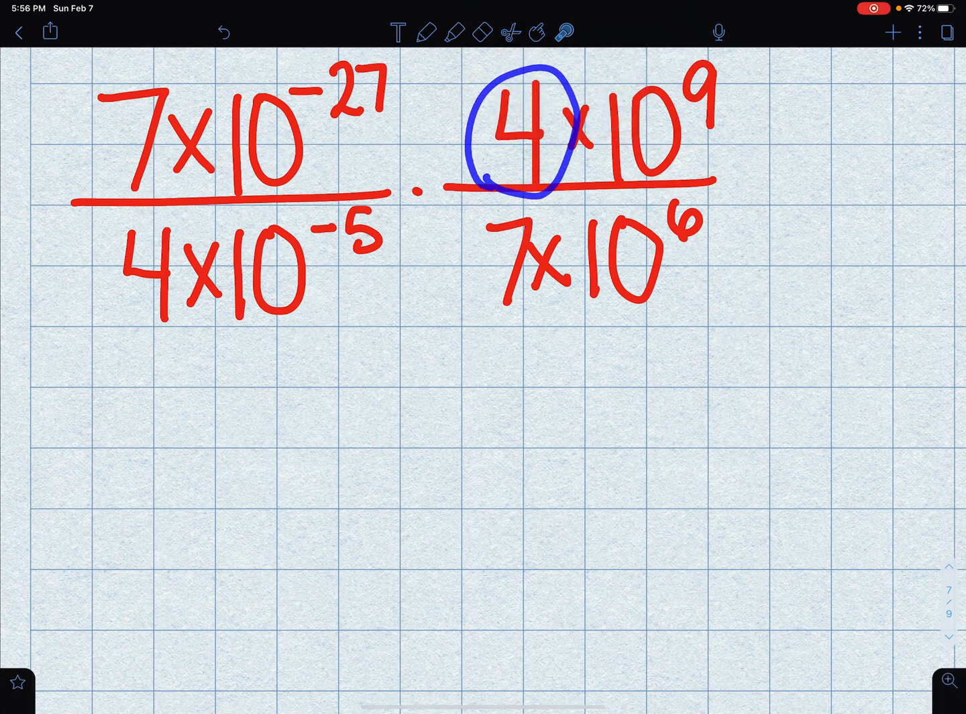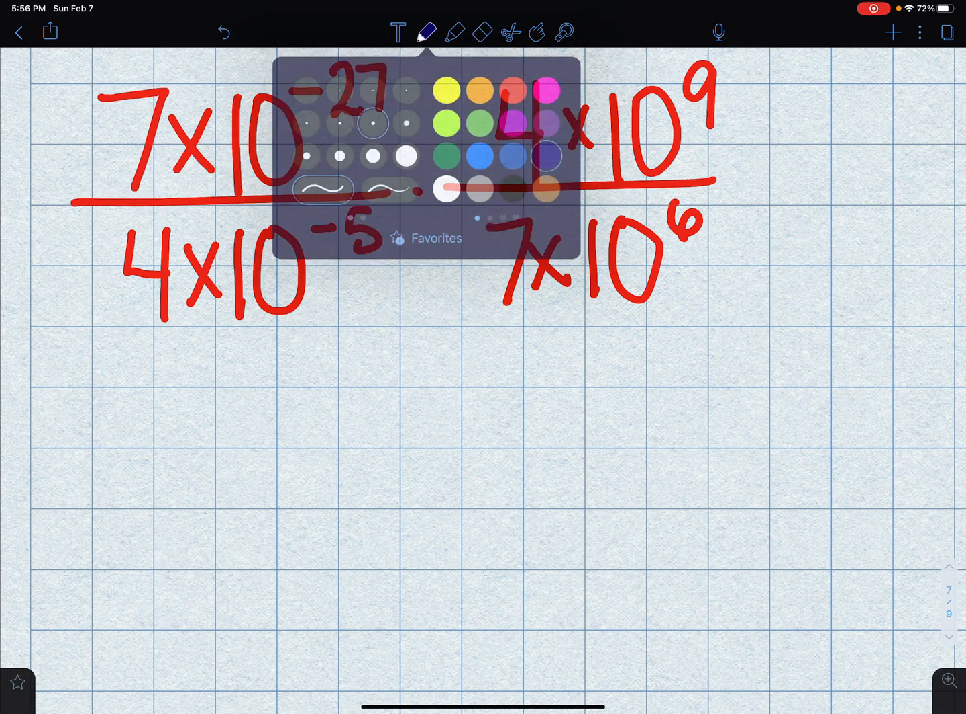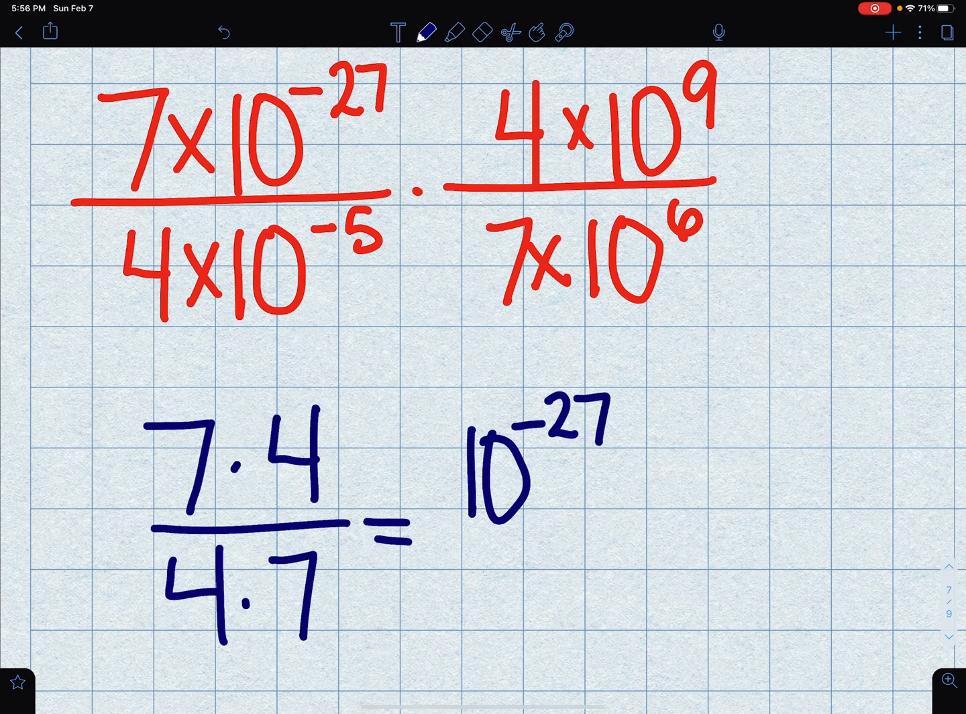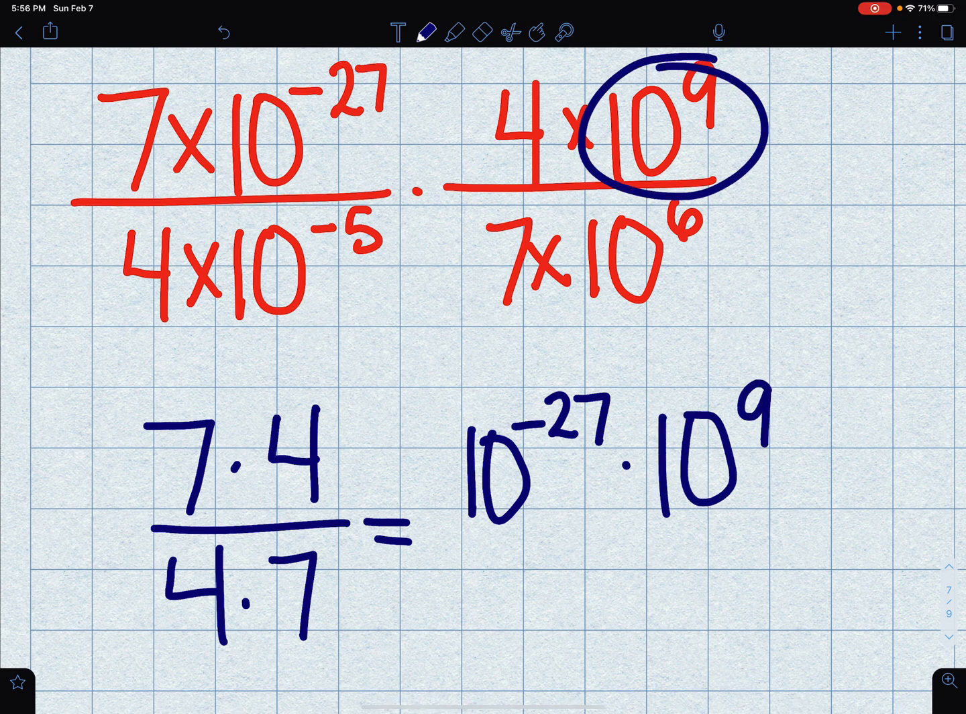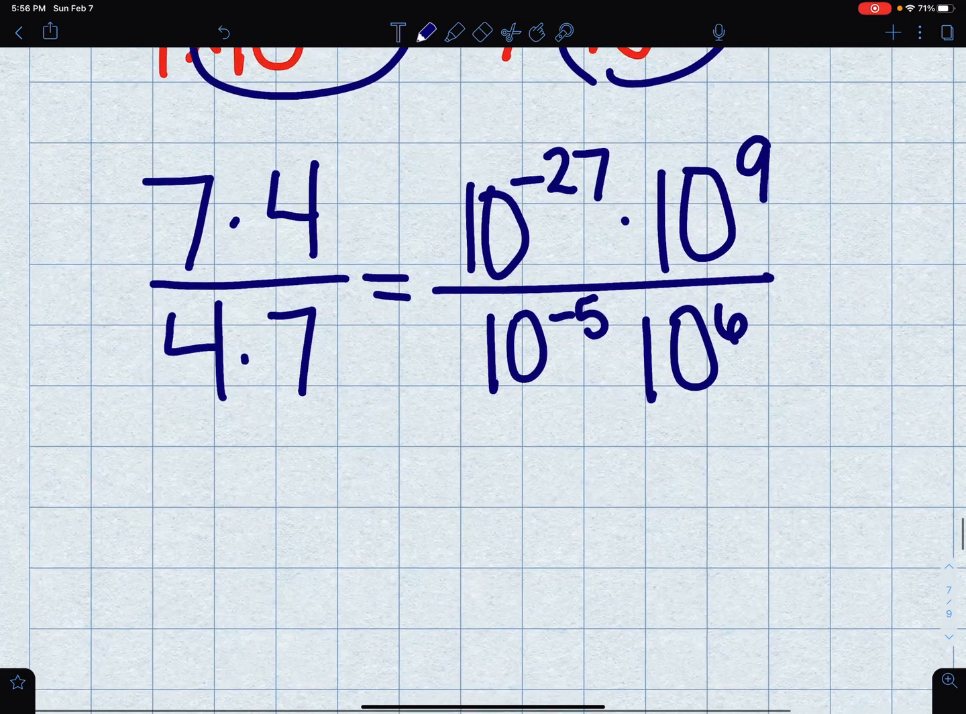I guess you could call them these base numbers in front. All right. So we're going to have, and let's get a different color, 7 times 4 on the top, 4 times 7 on the bottom. Oh, that's convenient. That's all going to turn into 1. Okay, and then we're going to have 10 to the minus 27 and 10 to the 9th on the top. I'm pulling out these numbers. Okay, and then on the bottom, I'm going to pull out 10 to the minus 5th and 10 to the 6th. All right, how does that simplify?